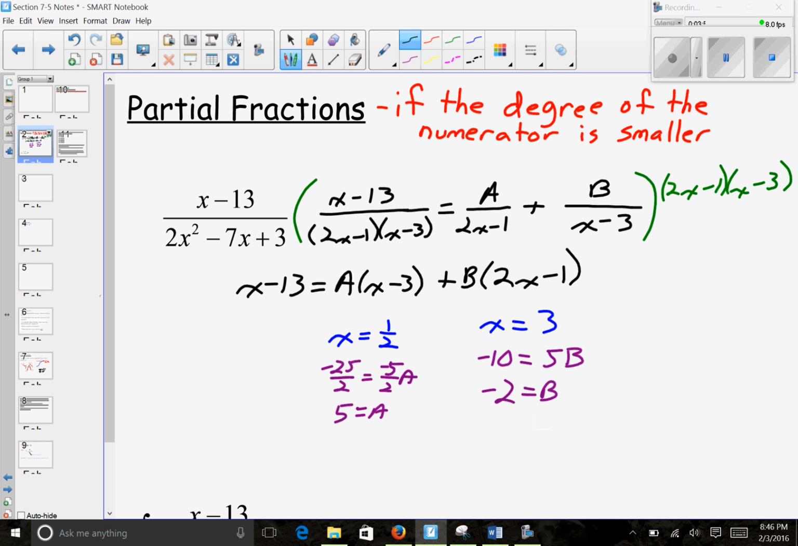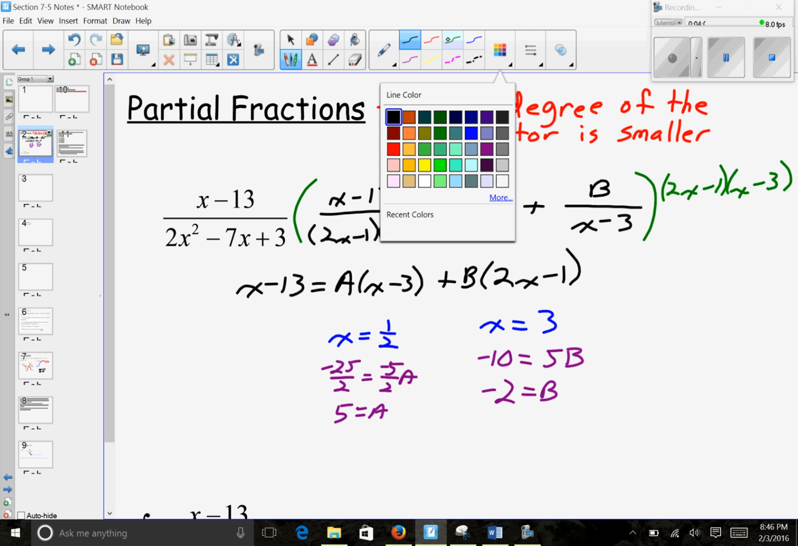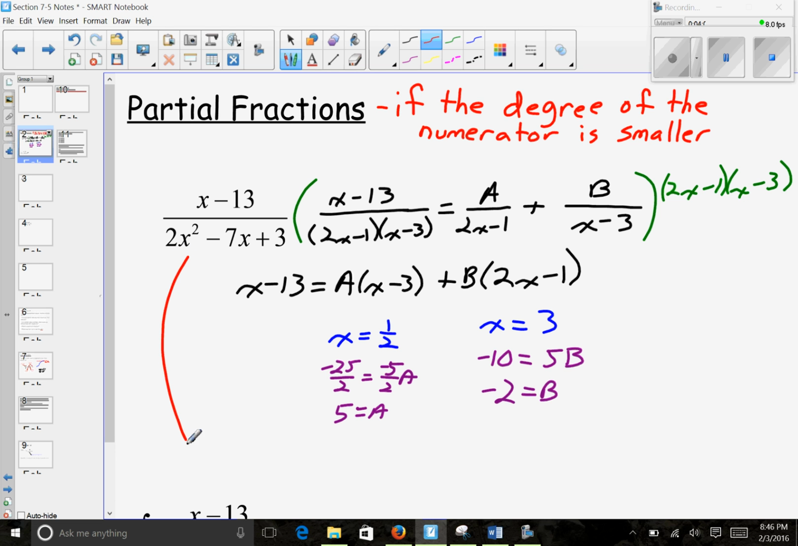Solving that for B, I get B is negative 2. So by doing this, I now know A and B, so I can now say that this rational expression is exactly the same as 5 over 2x minus 1 plus negative 2 over x minus 3. These are equivalent expressions. This is just simpler to deal with.